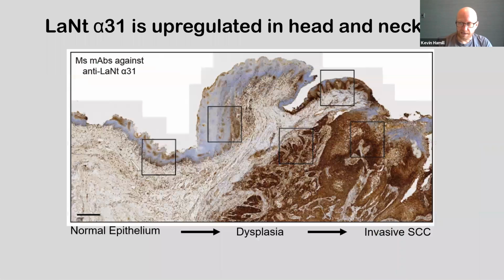It's when you hit the cancer that things go a bit crazy, which is no surprise. Lots of things go crazy in cancer, especially when you're talking about alternate splice isoforms. But what's really striking is that in the normal epithelium, you've got this basal cell expression that I've shown you already. But as you move from dysplastic into invasive squamous cell carcinoma, this is a tongue carcinoma, you see this dramatic increase in expression. And obviously one slide doesn't prove anything.